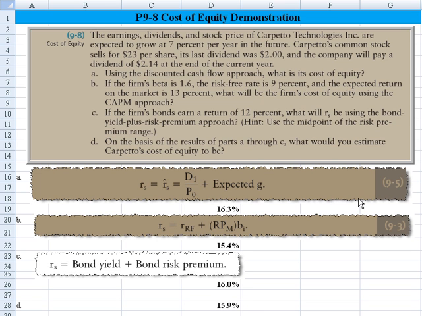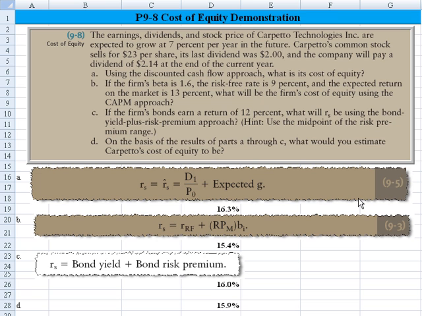Okay, problem 9-8 reads, the earnings, dividends, and stock price of Carpeto Technologies, Inc. are expected to grow at 7% per year in the future. Carpeto's common stock sells for $23 per share. Its last dividend was $2, and the company will pay a dividend of $2.14 at the end of the current year. Okay, let's solve A first.